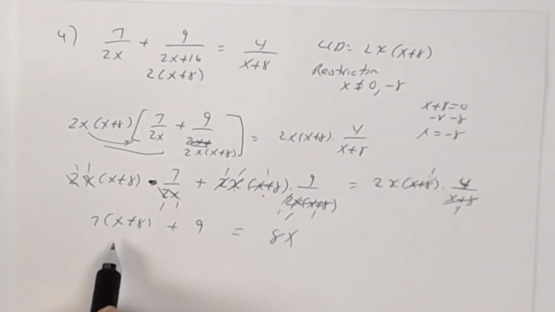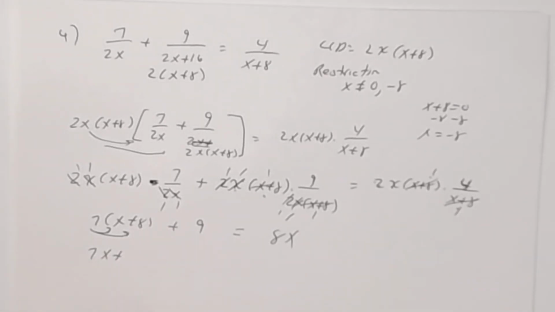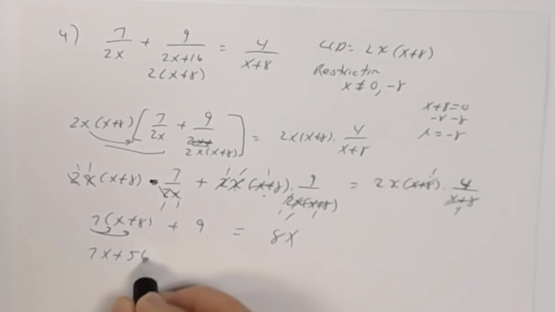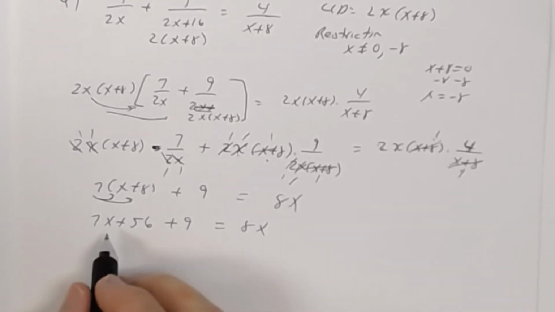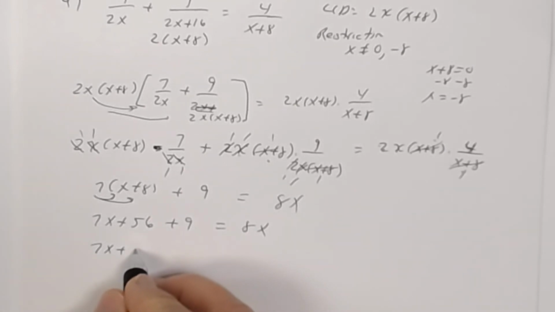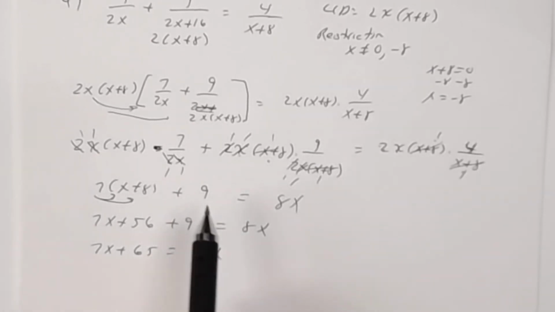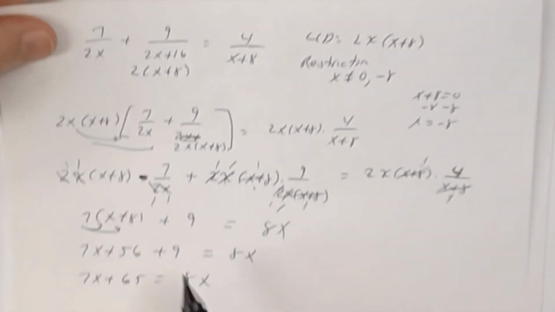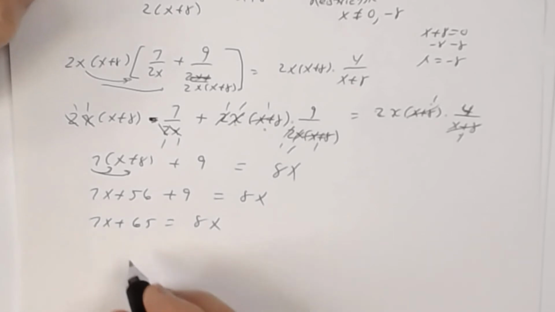And now notice I still have parentheses here, so let's distribute. So I get 7x plus, and then 7 times 8. 7 times 8 is 56. So I get 7x plus 56 plus 9 equal 8x. And then combining like terms, I get 7x plus, and then 56 plus 9 is, what's that, 65 equal 8x. And then notice I have a linear equation. So I went from a rational equation to a nice linear equation now. And so now I'm going to subtract 7x from both sides.